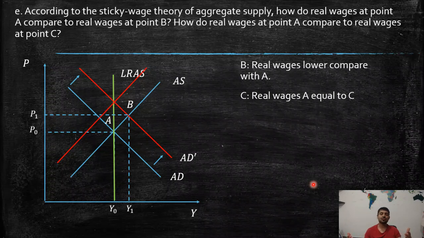Just as we can see here, this increase of the money supply just increases the real GDP in the short run, but because of the adjustment of the aggregate supply, we return to the original Y0.